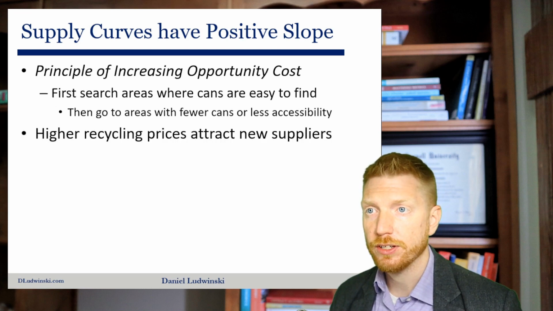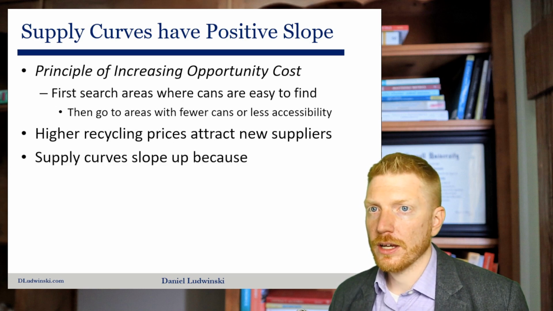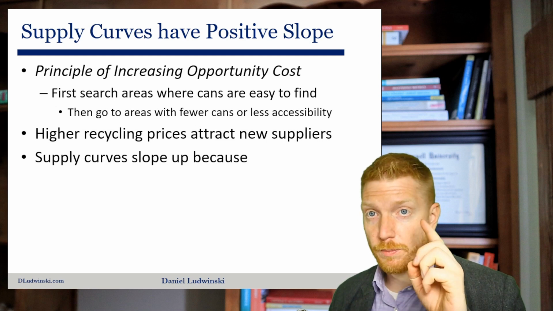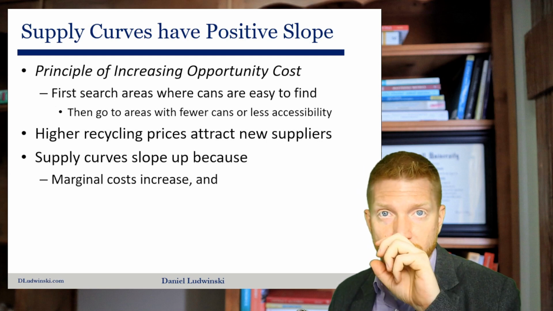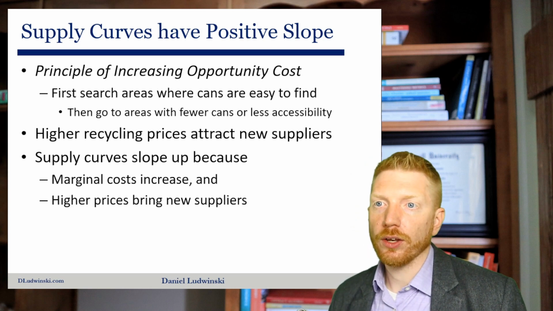The other thing we can note is that higher recycling prices are going to attract new suppliers. So supply curves show up both because those marginal costs increase, perhaps Harry is working more, but also because it can bring new suppliers.